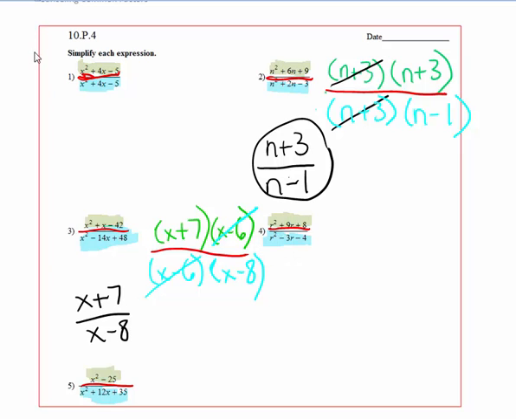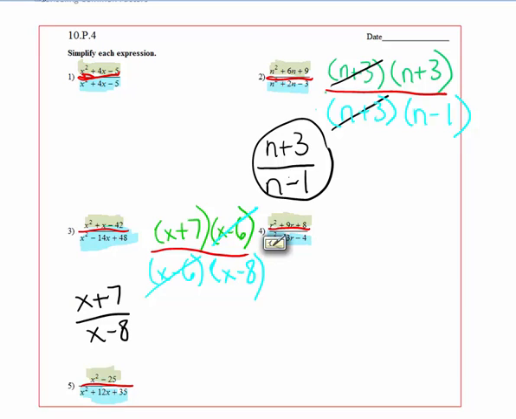Why can't we cancel out any further? Well, because there's not multiplication here. I cannot do this. Repeat, cannot do that. Can't do it. Why? Because there's no multiplication there. So we have to not do that. We have to leave the answer as it was.